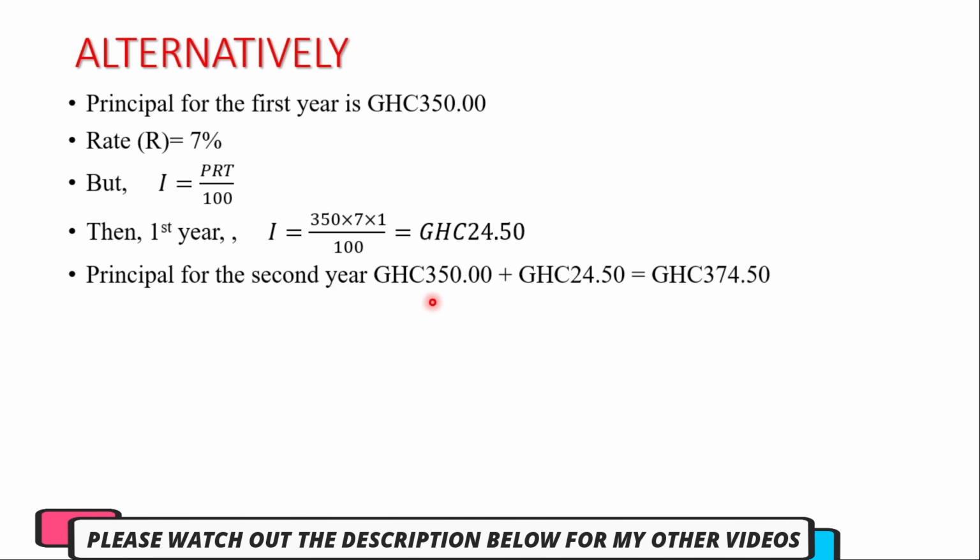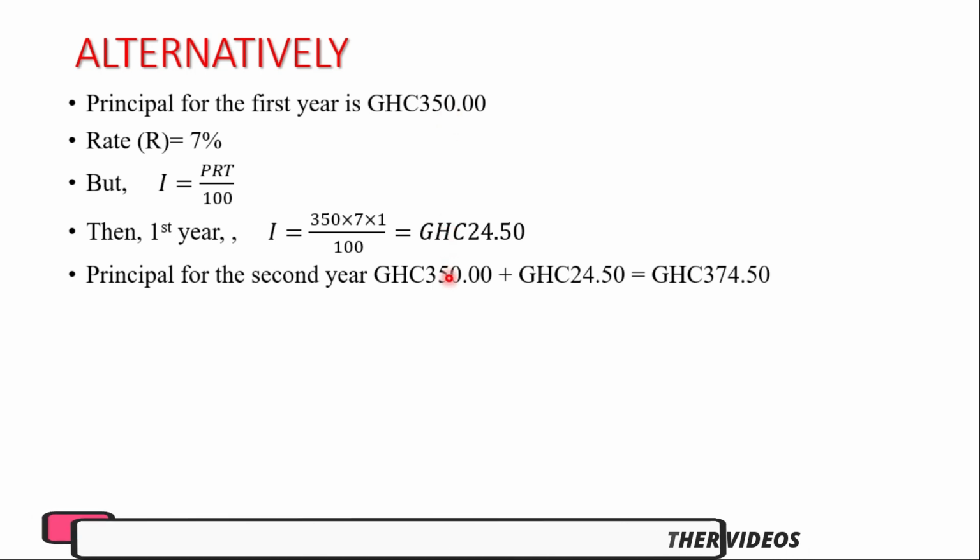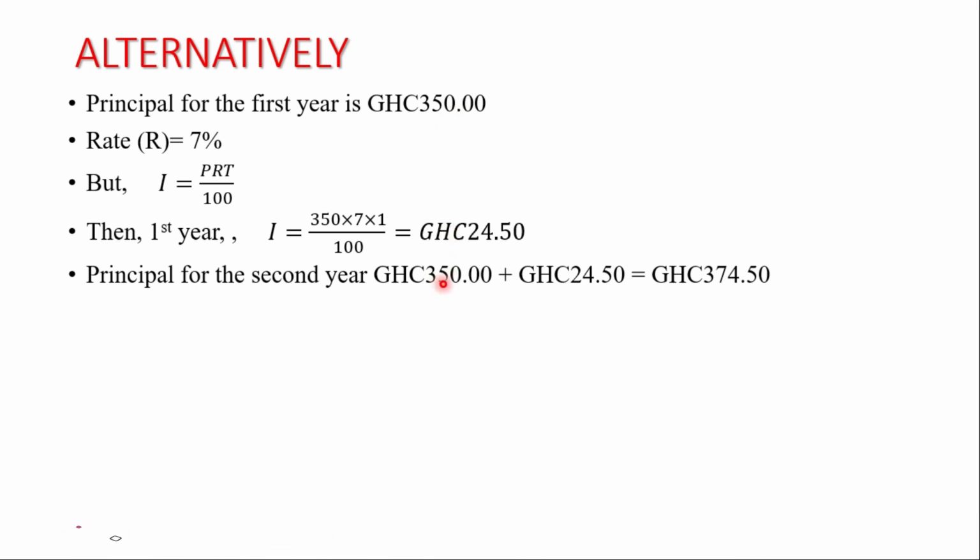Principal for the second year. After the first year, this is the interest you get. So the principal for the second year is going to be your interest plus your original principal for the first year, because when you go to the bank to pick the money, you pick the principal plus the interest you made, but you are not sending it home, you are reinvesting it. So the principal for the second year will be your original principal plus the interest you made, to get the new investment money. So the new principal is this for the second year.